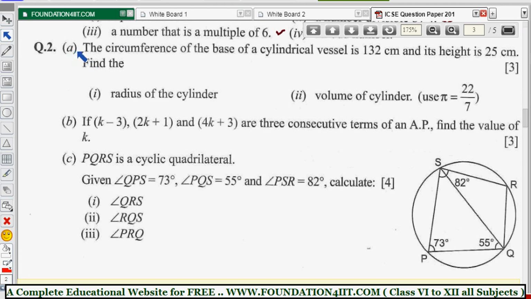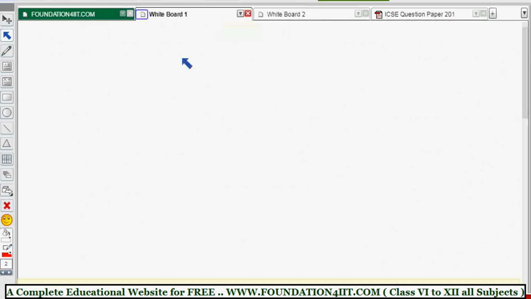In question number 2, the first one is: the circumference of the base of a cylindrical vessel is 132 centimeters and its height is 25 centimeters. So this is a mensuration question. We need to find the radius of the cylinder and the volume of the cylinder. So we need to know these two formulas, the volume of the cylinder formula. First of all, the given data.